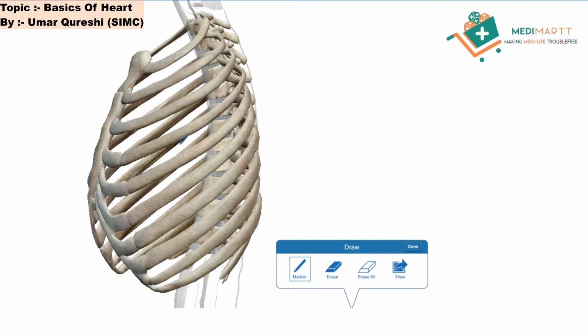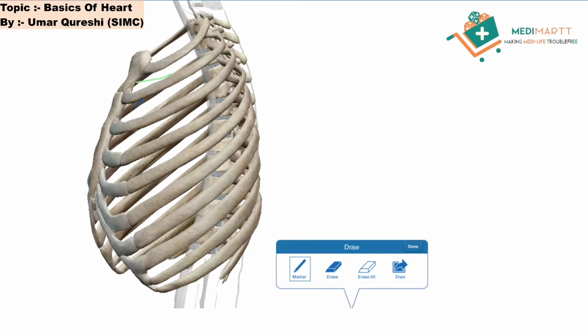Now on each side there are 12 ribs present. We can see that this is a rib, this is a rib, so all these are 12 ribs. The ribs and their cartilages are separated by 11 intercostal spaces. This is a rib attached with a cartilage to the sternum, then this is another rib, again attached with a cartilage to the sternum. That is what it is saying: the ribs and their cartilages are separated by 11 intercostal spaces.